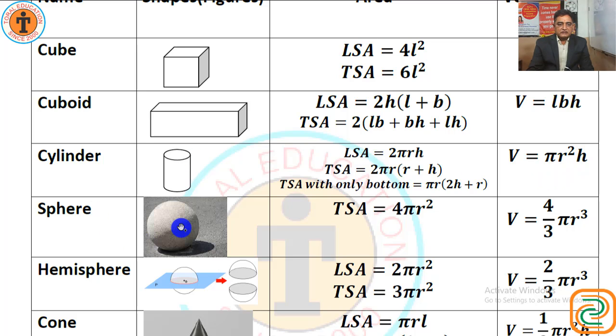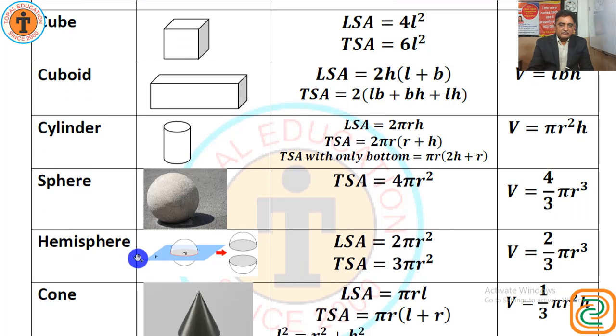Right? Here is the sphere. Here it is TSA 4 pi R square, because there is no LSA at all. It's only in round shape. So TSA is 4 pi R square and volume of the sphere is 4 by 3 pi R cube.